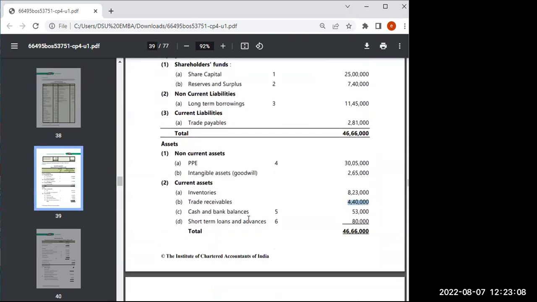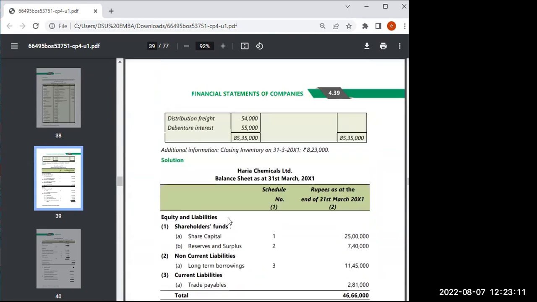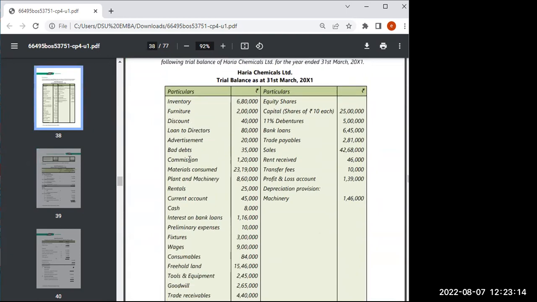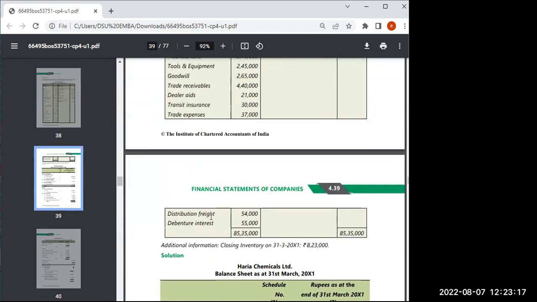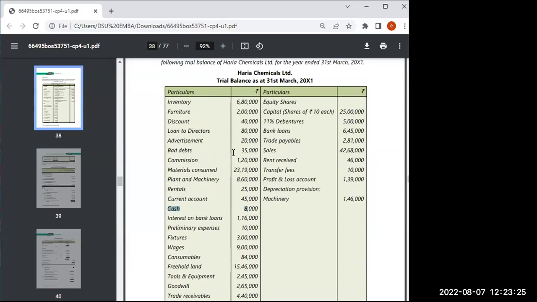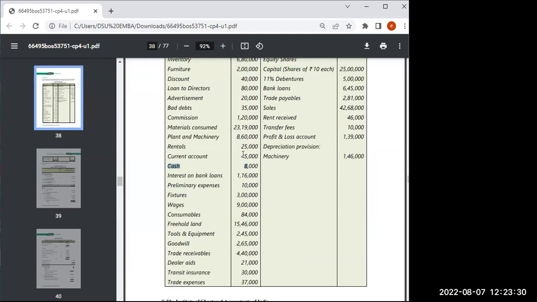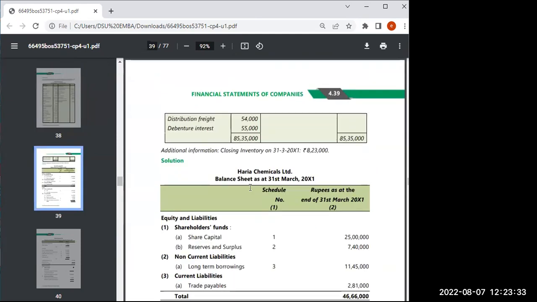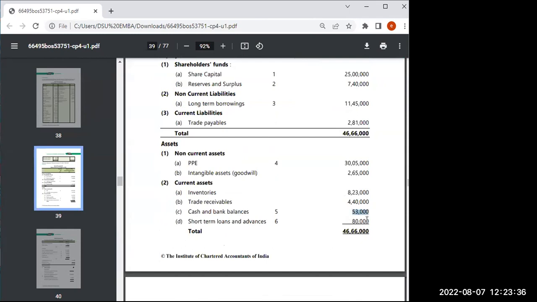And then cash and cash equivalents. Cash account and bank account, look in the trial balance. Debit side, you have to see. Cash account is 8,000. Is there any bank account? Yeah, current account. Current account 45,000. So 45 plus 8, 53. 53 should be written here. Cash and bank balance. We write it as cash and cash equivalent. They write it as cash and bank balance. Both are the same.